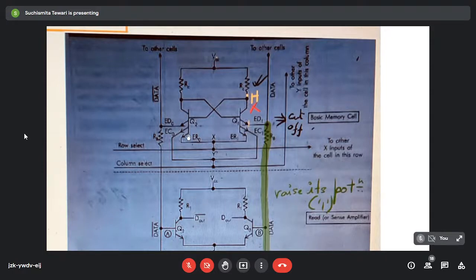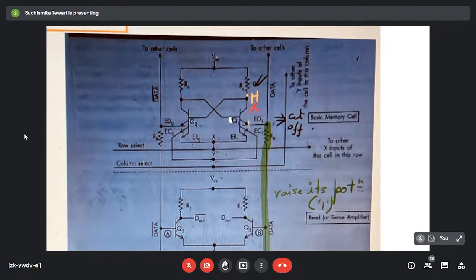Out of these 3 emitters of these 2 transistors, 2 are connected to the address lines. That is, here ER0 and here ER1. These emitters are connected to the row select line, and EC0 and EC1 here are connected to the column select line. And this ED0 and ED1 are connected to data bar and data lines respectively. So this forms the basic memory cell.